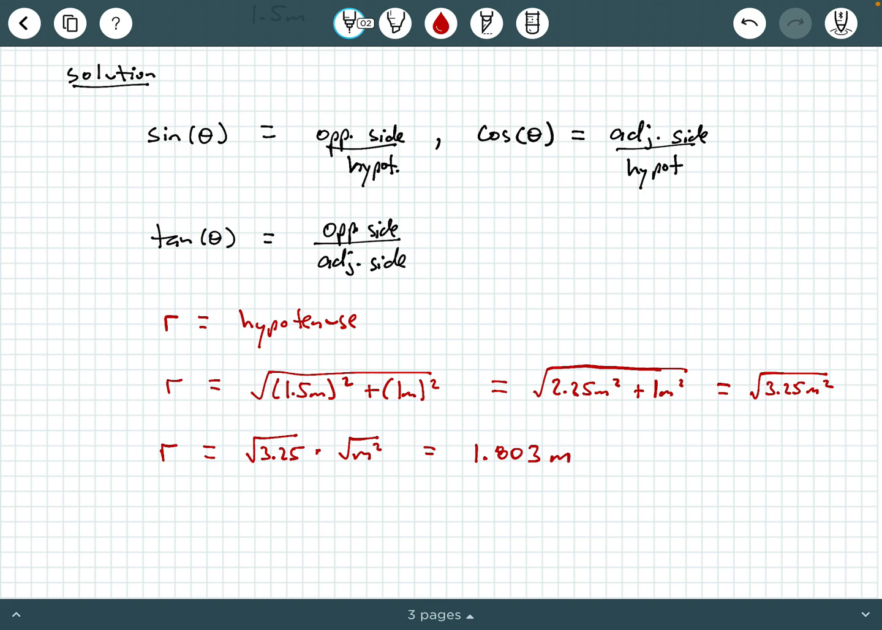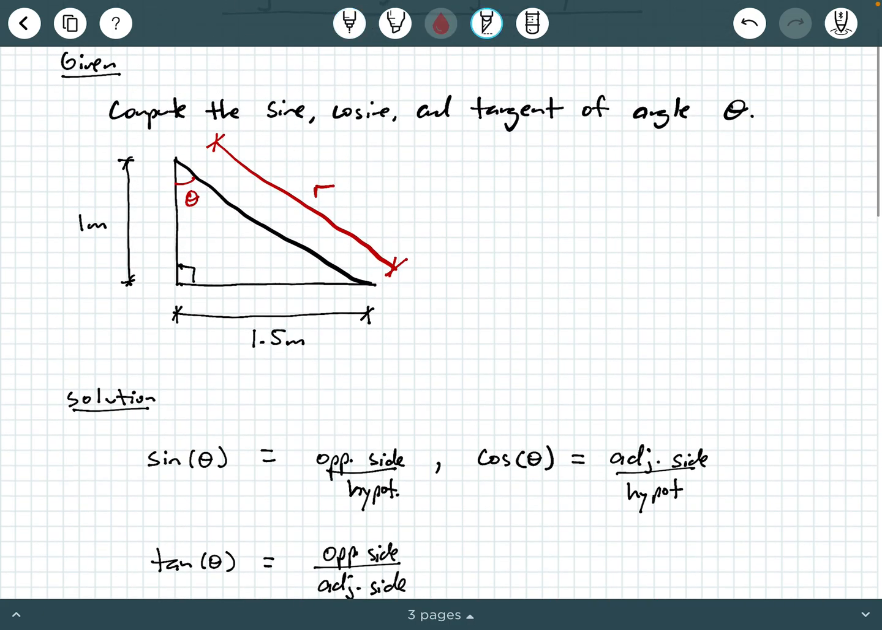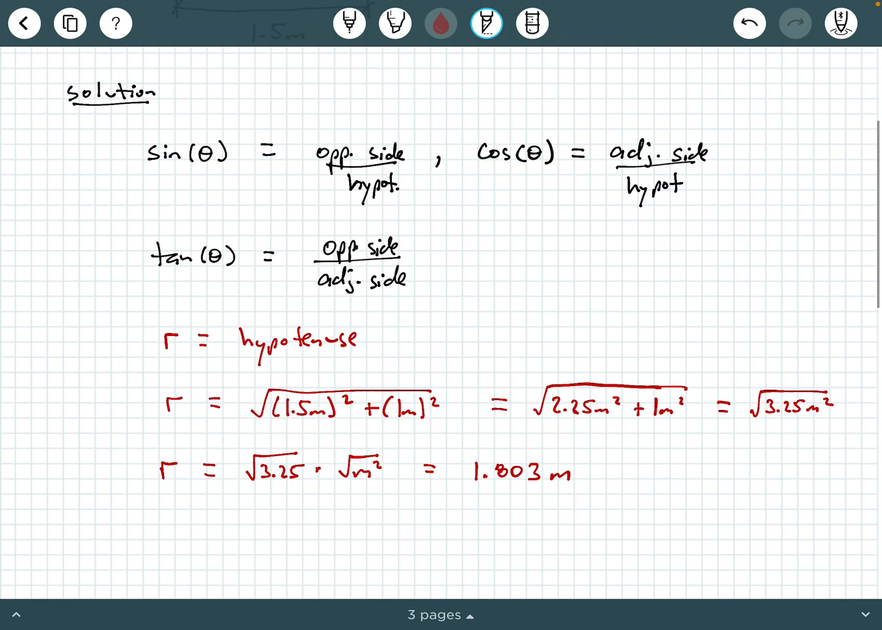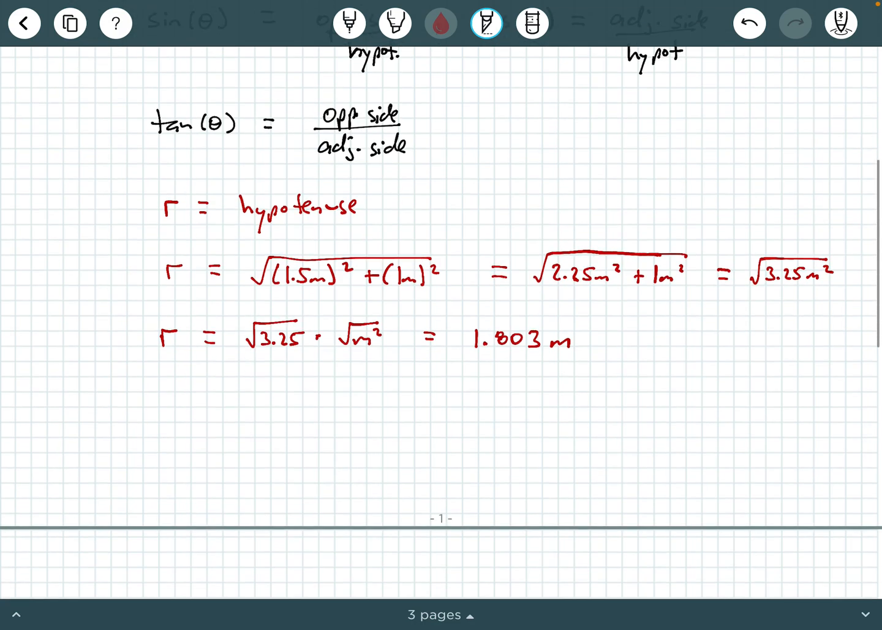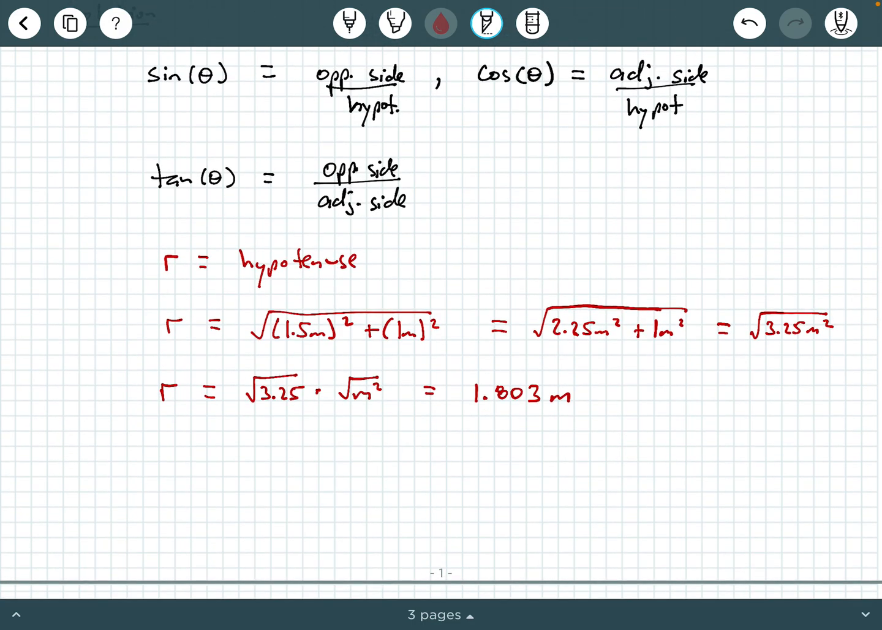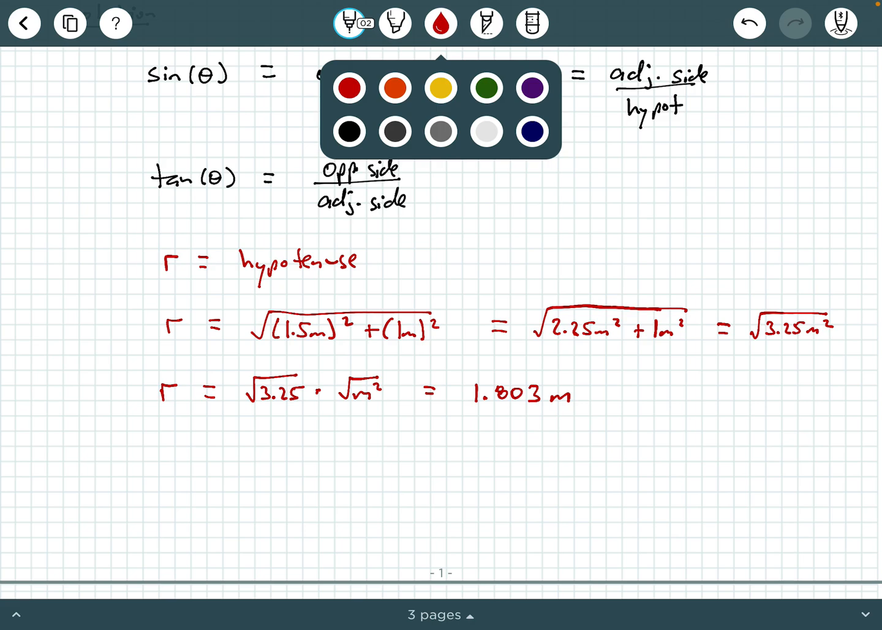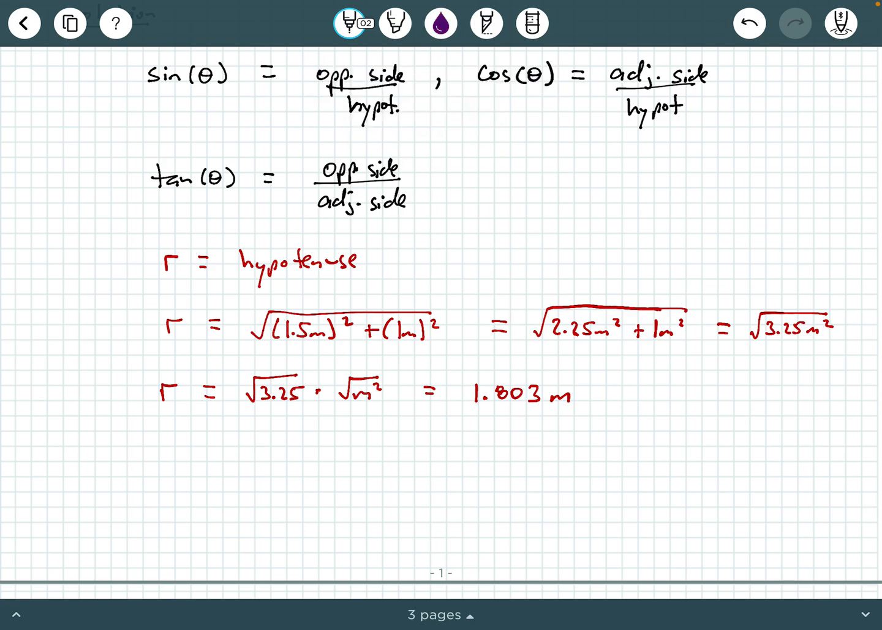So I encourage you to embed those units into your calculations so you have a full understanding of what's happening with these unit combinations and manipulations. And of course, the hypotenuse is a physical length, so it makes sense that it has units of length, which are meters in this problem, okay? Well, now we're ready to move forward and actually compute what the problem asked us to compute, the sine, cosine, and tangent of that angle theta, okay?